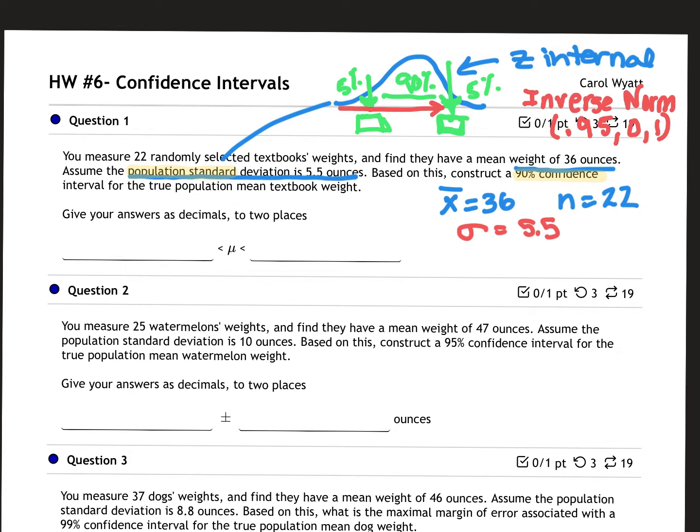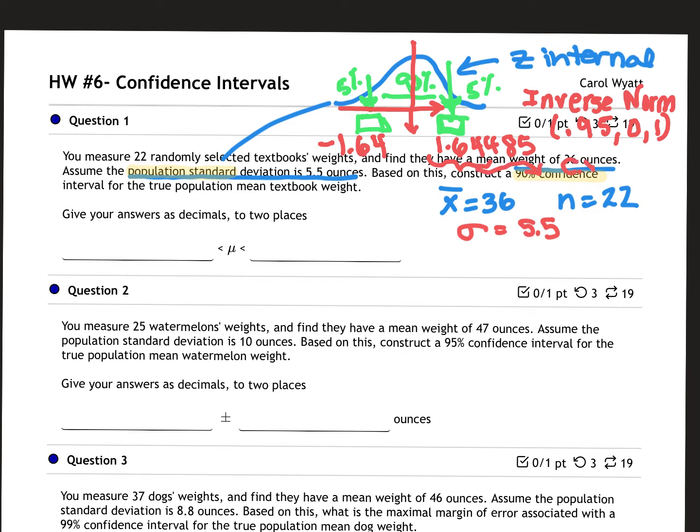So when I do that on my calculator, I end up with 1.64485, which I'll just reduce to 1.64. Now, you'll notice this one right here is completely symmetrical, so this one would be 1.64 as well. So now this is called my critical value.